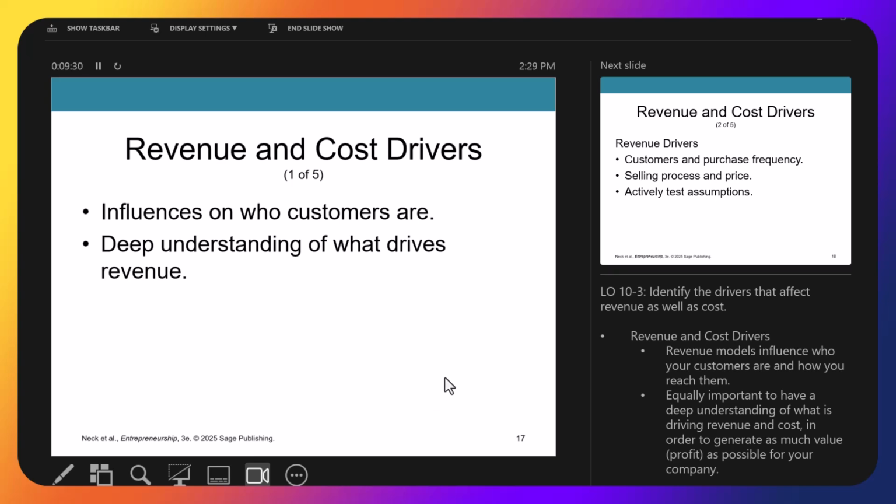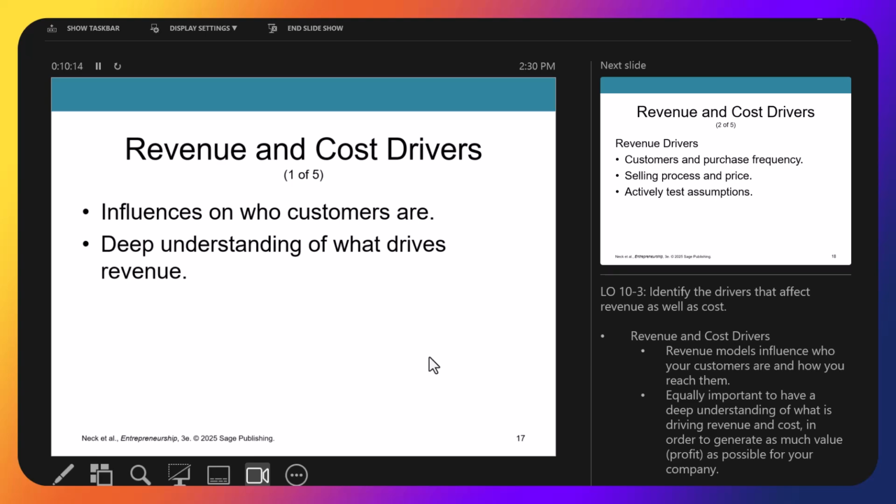Influences, revenue, and cost drivers. Influences on who customers are. A deep understanding of what drives customers. When you look at this model, it's important because you have to understand what's driving the revenue. This determines who your customers are, because depending on how you drive it and how you market, it's determined by who your customers are. But you've got to have a deep understanding of what is actually driving the revenue. What is it that they're actually buying? When you look at driving revenue, you have to understand this for the profit. What drives the customer? What does the customer do that drives the revenue? A deep understanding of that.